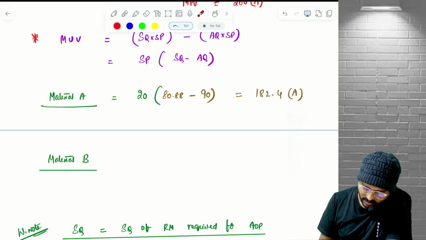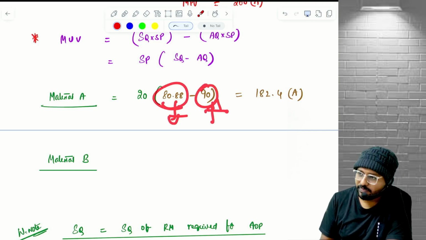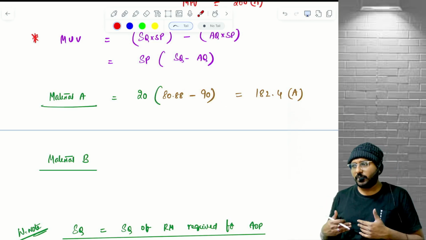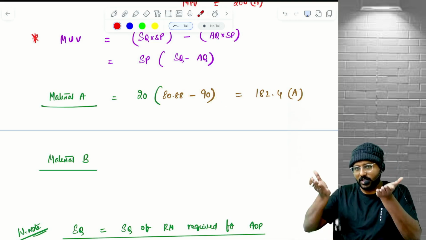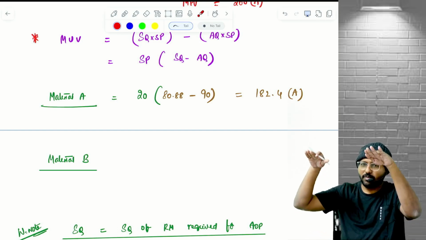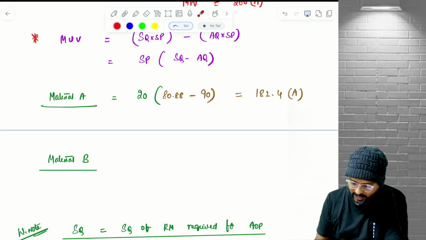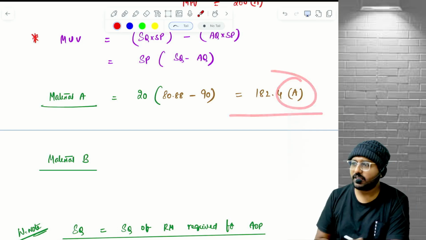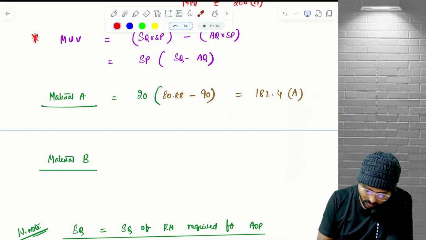Second thing is, your standard quantity of raw material consumption is less. Your actual quantity is more. So when you have actually consumed more raw material, what will happen to your actual cost? It will increase. If actual cost increases, what will happen to actual profit? It will reduce. When actual profit reduces, the variance is adverse. Moving on to next one.